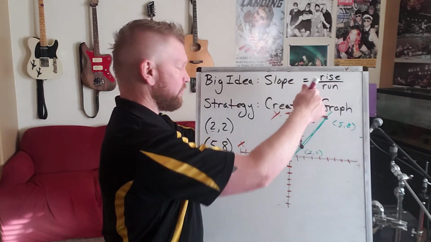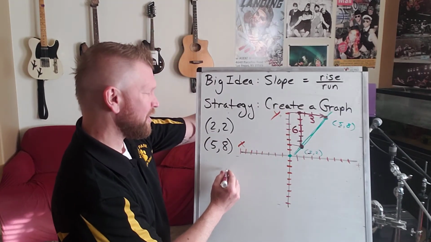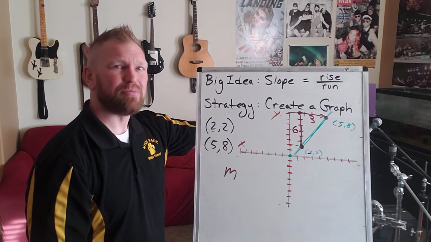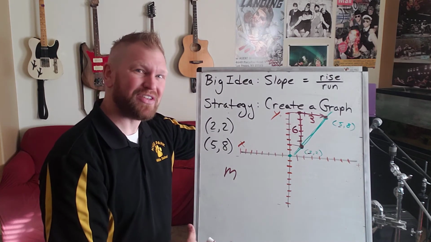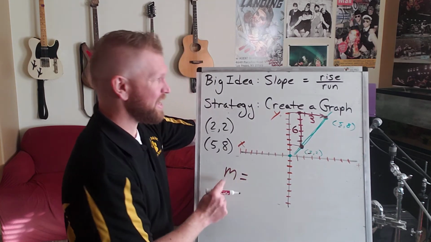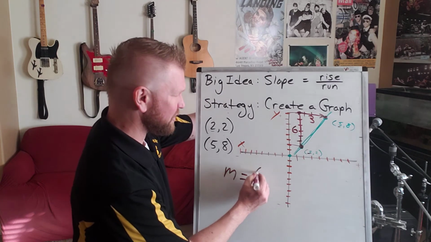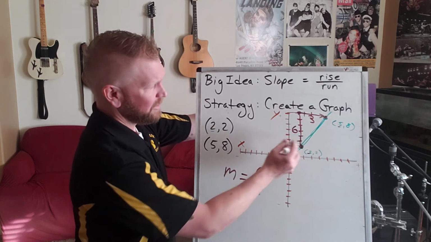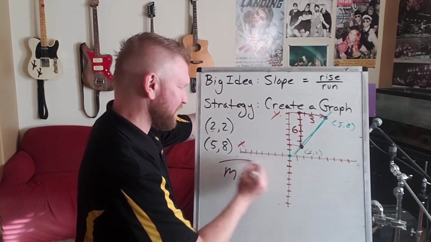So when we put rise over run, by the way, they always use M for slope because M stands for mountains and mountains have slopes. So the slope is M and it equals the rise over the run. It equals 6 over 3. 6 the rise, 3 the run, there's the slope.